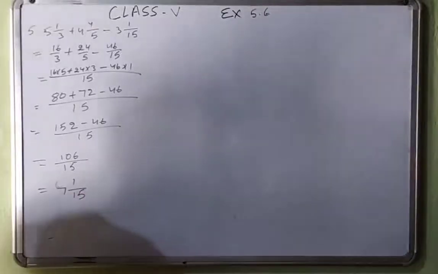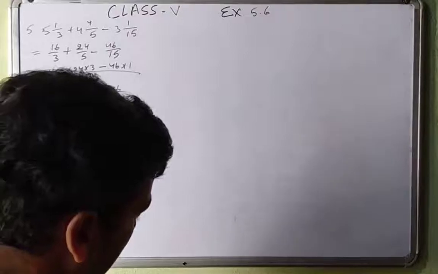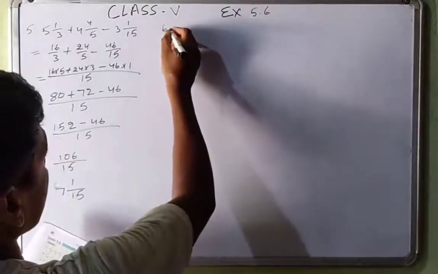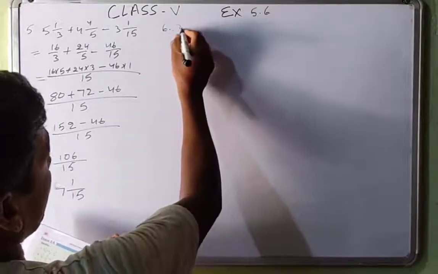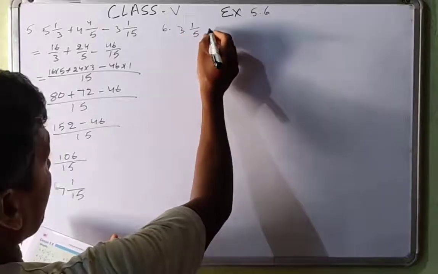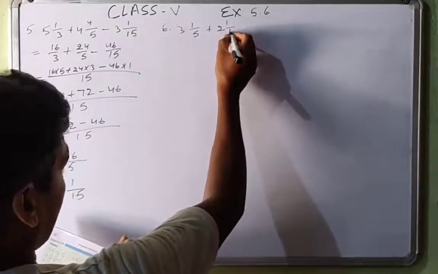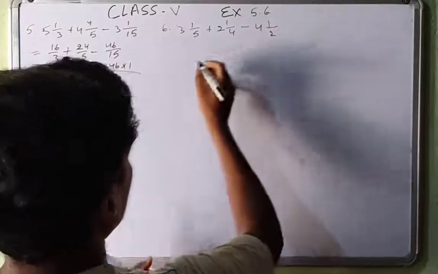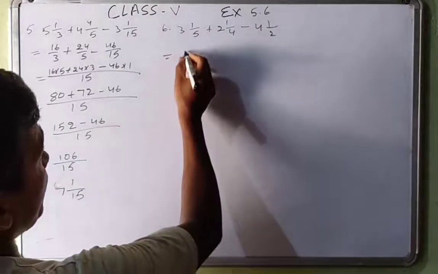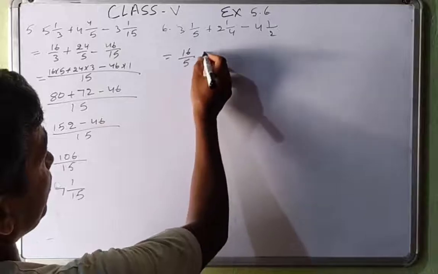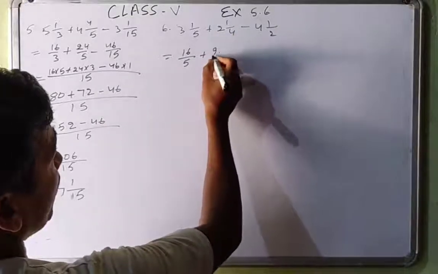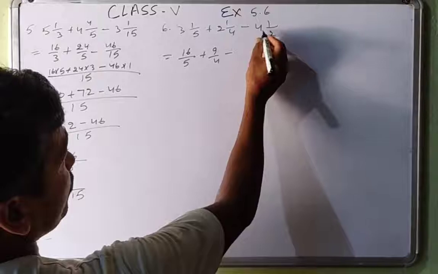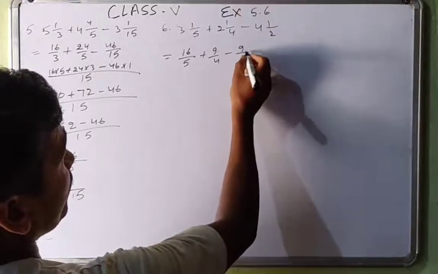Fifth part, then after, sixth part, 3 whole 1 upon 5 plus 2 whole 1 upon 4 minus 4 whole 1 upon 2. 5 3s are 15 and 1, 16 upon 5 plus 4 2s are 8, 1, 9 upon 4 minus 4 2s are 8, 1, 9 upon 2.